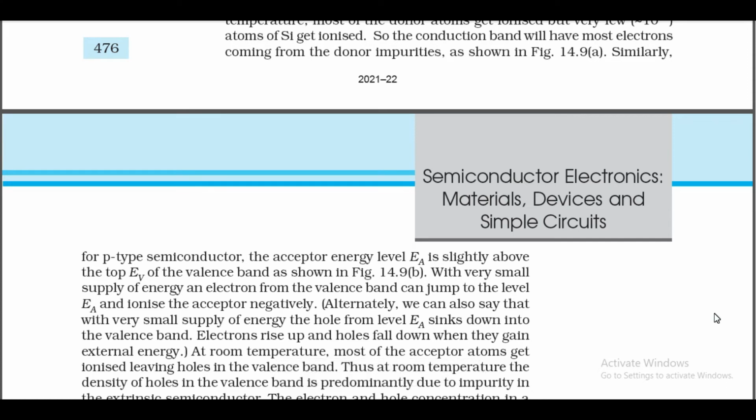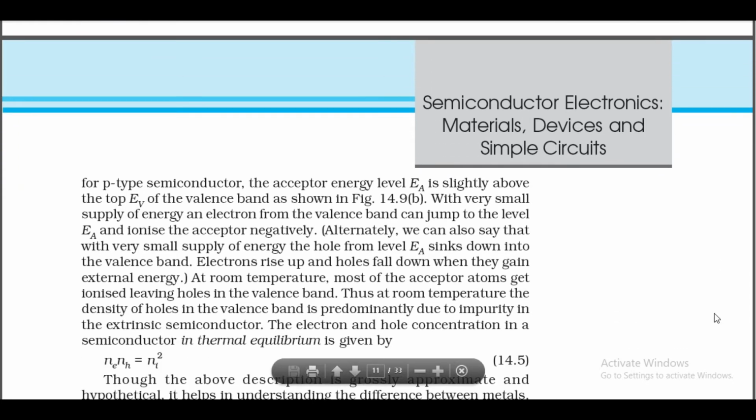Similarly, for a p-type semiconductor, the acceptor energy level EA is slightly above the top EV of the valence band, as shown in figure 14.9b. With a very small supply of energy, an electron from the valence band can jump to the level EA and ionize the acceptor negatively. Alternatively, we can also say that with a very small supply of energy, the hole from level EA sinks down into the valence band. Electrons rise up and holes fall down when they gain external energy.